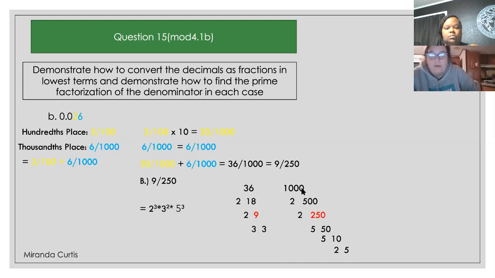And then we're going to come over here to 1,000. We're going to do 2 times 500. And then we're going to come down and do 2 times 250. We're going to break 250 down to 5 times 50. We're going to break 50 down to 5 times 10. And we break 10 down to 2 times 5. And this is going to give us 2 to the third, 3 to the second, 5 to the third. And if you notice the little red spots right here, it's because it's the lowest it can go down. And that's how we have 9 over 250.